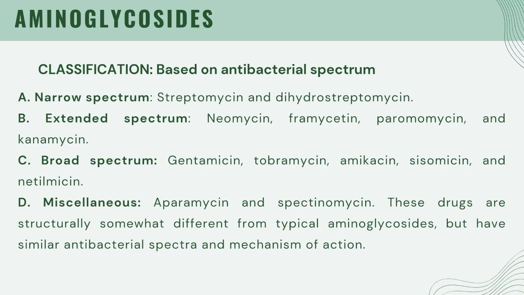In narrow spectrum, examples include streptomycin and dihydrostreptomycin. In extended spectrum, it includes neomycin, framycetin, paromomycin, and kanamycin. In broad spectrum, it includes gentamicin, tobramycin, amikacin, sisomicin, and netilmicin. In miscellaneous, it includes apramycin and spectinomycin. These drugs are structurally somewhat different from typical aminoglycosides, but have similar antibacterial spectra and mechanism of action.